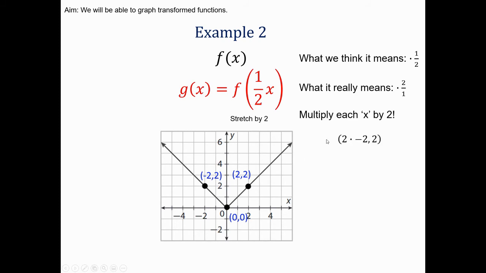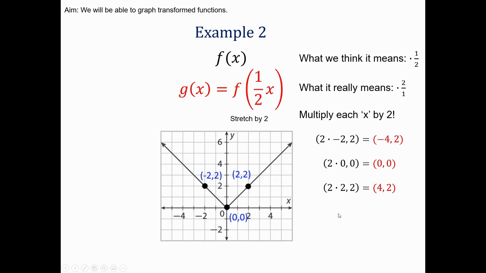So I could take the first point, multiply the negative 2 by 2, and I'll get negative 4, 2. That's a new point. I could take 0, 0, multiply the first 0 by 2, and that's still 0, 0 because 2 times 0 is 0. And then I would take the last point, 2, 2. I'm going to multiply only the first 2 by 2, and I'll get 4, 2.